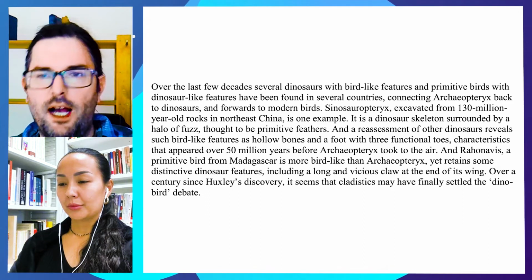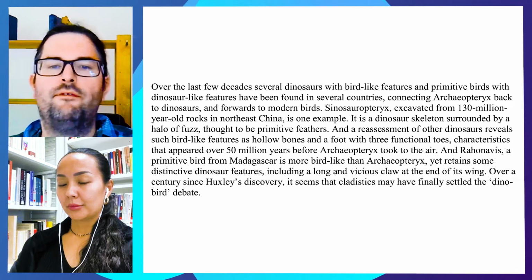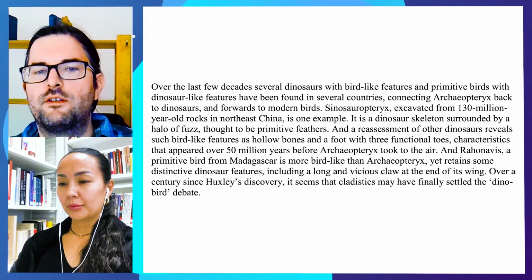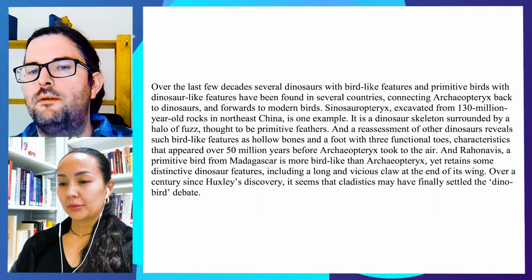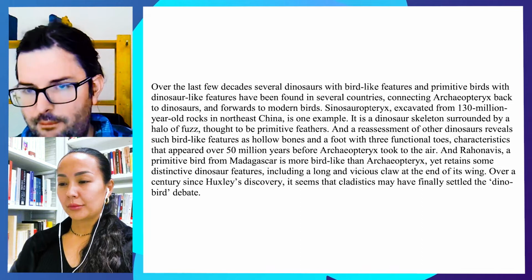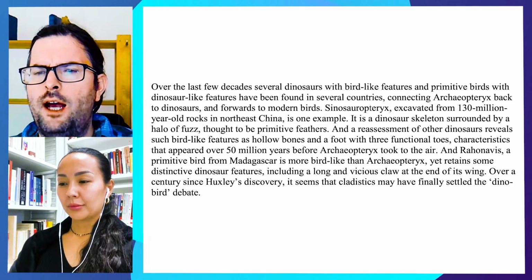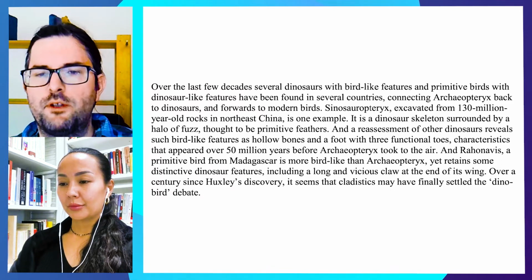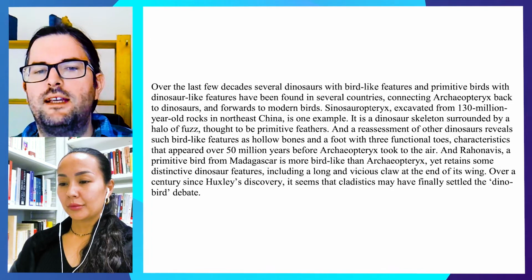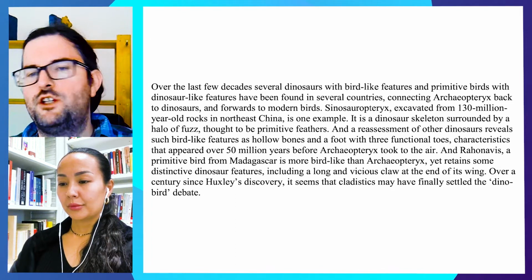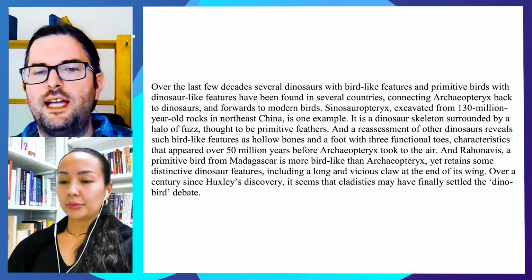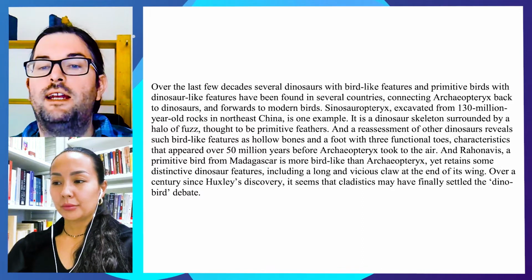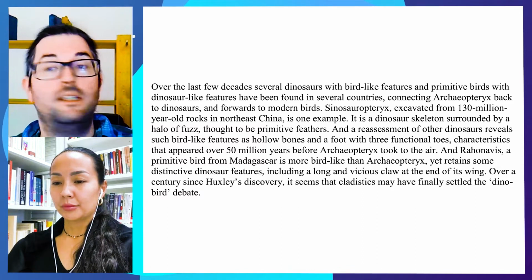And a reassessment of other dinosaurs reveals such bird-like features as hollow bones and a foot with 3 functional toes, characteristics that appeared over 50 million years before Archaeopteryx took to the air. And Rahonavis, a primitive bird from Madagascar, is more bird-like than Archaeopteryx, yet retains some distinctive dinosaur features, including a long vicious claw at the end of its wing. Over a century since Huxley's discovery, it seems that cladistics may have finally settled the dino-bird debate.